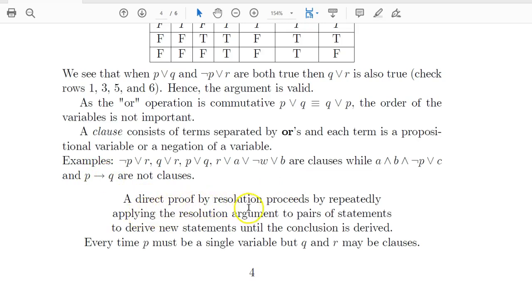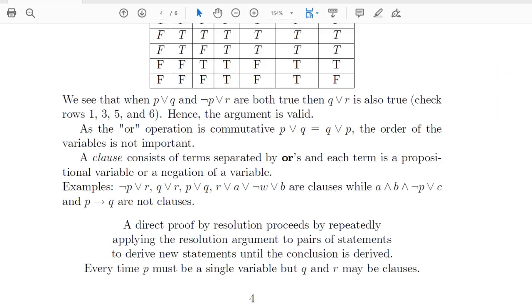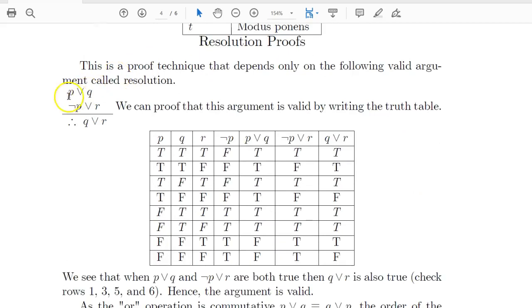A direct proof by resolution proceeds by repeatedly applying the resolution argument to pairs of statements to derive a new statement until the conclusion is derived. Every time P must be a single variable, but Q and R may be clauses. We are talking here about this. P must be a single variable, Q and R may be clauses.